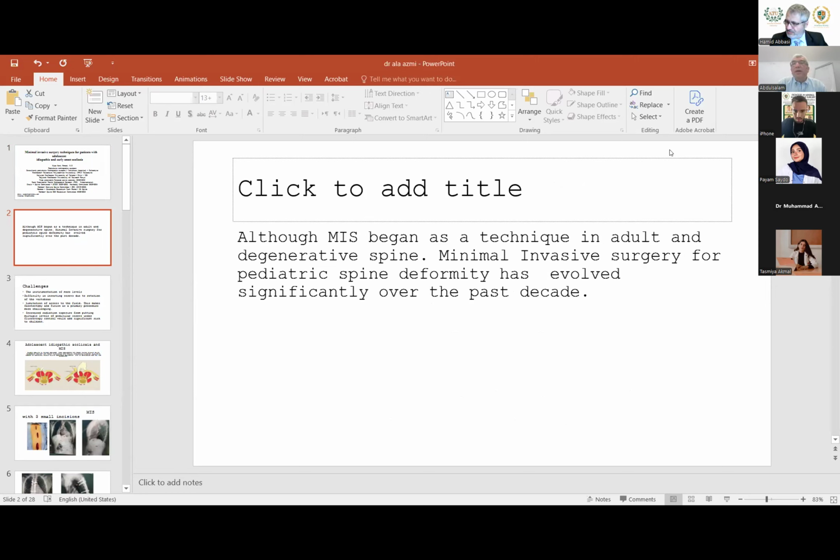Though MIS is a technique that in adult and degenerative spine is well known now, most of the degenerative problems are done by minimally invasive. Minimally invasive in pediatric is not quite as popular as in degenerative, but it has evolved significantly over the past decade.